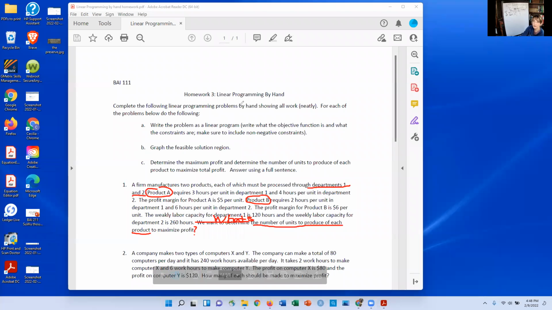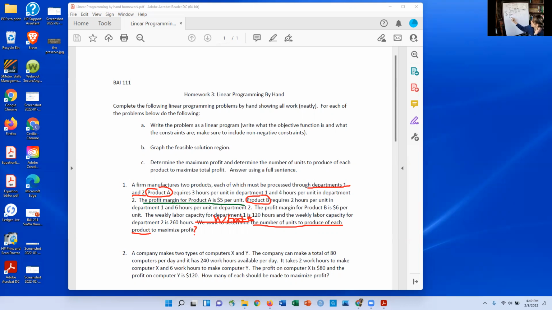Okay, so now I want to go back here. We did this. Then it says the profit margin. Hold on, let me try that again. Hard to draw straight on here. The profit margin for product A is $5 per unit. Okay, you guys see that? So that has nothing to do with Department 1 and Department 2. That's more relevant information, so let's put that in our table.